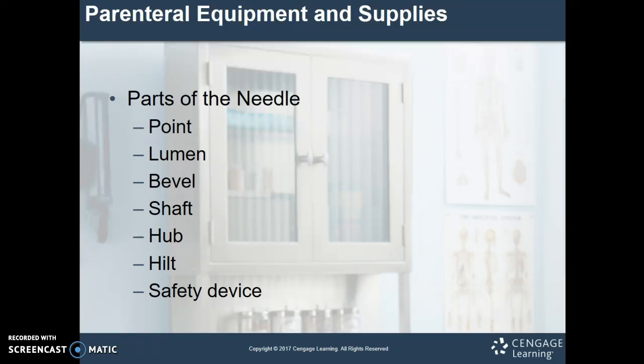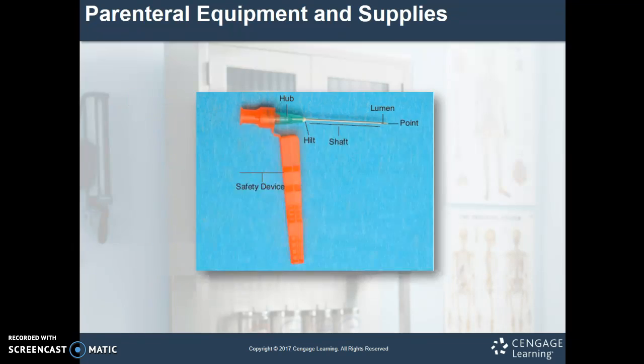So, parts of the needle. The point is the sharpened end of the needle, cut in a slanted edge called the bevel. The lumen is the bore of the hollow needle where the medication will come out. The bevel is the flat slanted edge of the needle that helps to ease the insertion of the needle into the tissue. As you can see on picture 32-6, which I think is probably going to be somewhere.